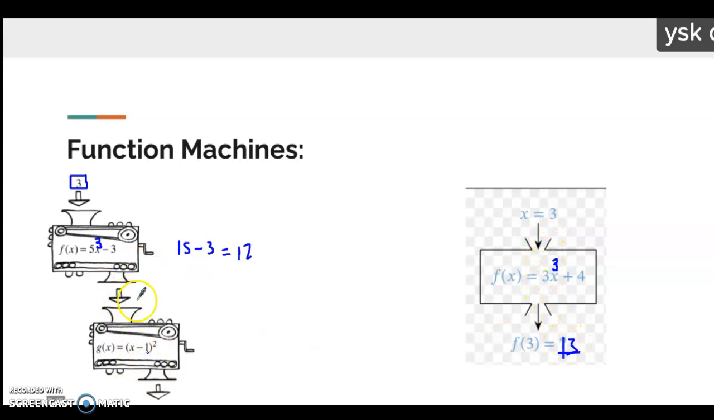I can keep going here and I can decide another number. Let's say I'm going to use this. Notice this says g of x instead of f of x. So let's say that they tell me I have a g of 4. So that means anytime I see that formula, I'm going to plug in a 4 for that x. So right here I'm going to plug in a 4. 4 minus 1 is 3. 3 squared is 9. So if I plug in a 4, I will get back a 9. That is a function machine.